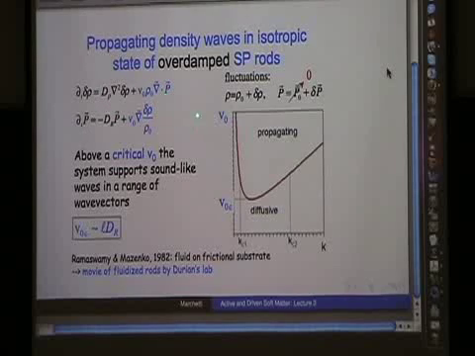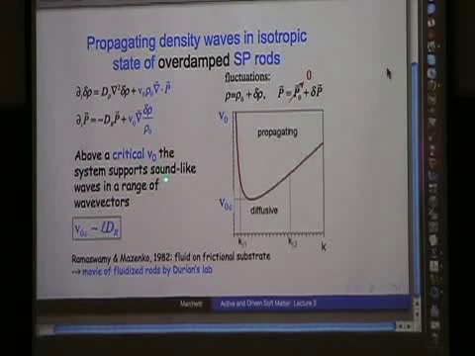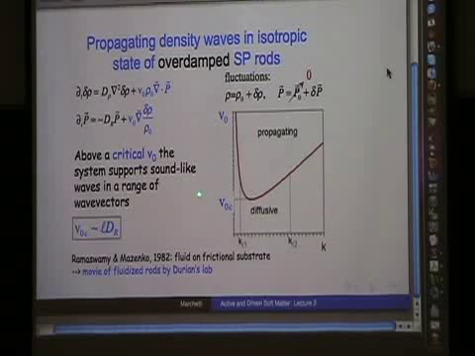I just want to show you the result for a minute. What you find is that there is a critical value of the self-propulsion speed, which is given here, above which the system supports sound-like waves in the range of wave vector. Now this is surprising. Why is it surprising?